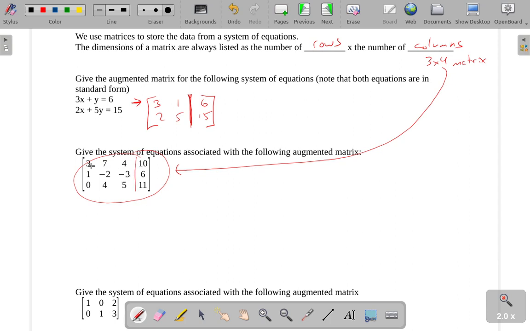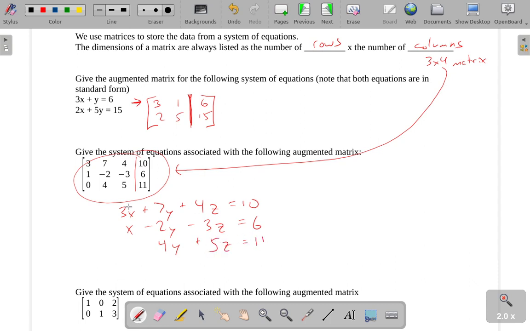In any case, so 3, 7, 4, 10. You'll notice that there are 3 different numbers on the left-hand side of this equation, because this is where our equal sign is. So I'm going to do 3x plus 7y, and for this third column it's going to be times z, so plus 4z equals 10. That's the first equation. You can see that first row becomes one equation. The second row becomes the second equation. 1x, which I'll just write as x, minus 2y minus 3z equals 6. And then lastly, 0x, which I don't really need to write, I'll just start off with 4y plus 5z equals 11.